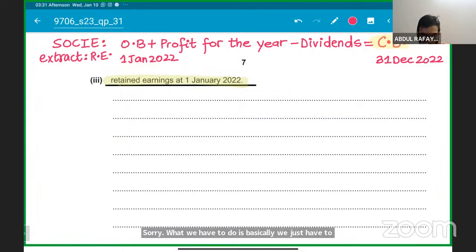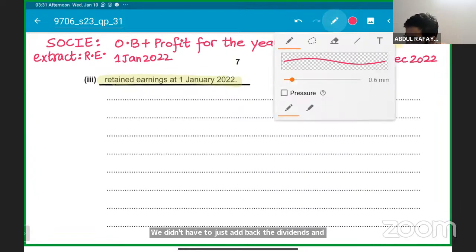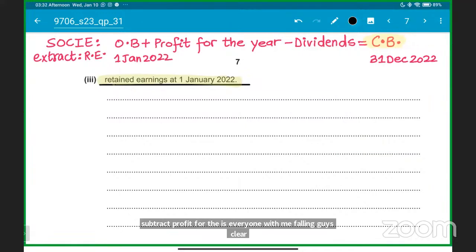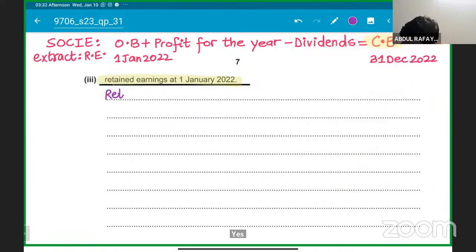Right? Everyone there with me? We will have to just add back the dividends and subtract profit for the year. Is everyone following, guys? Clear? Hello? So here we go. Make sure if you get the concept correct, then you can work it out.